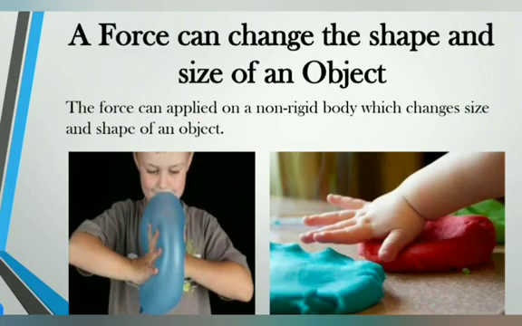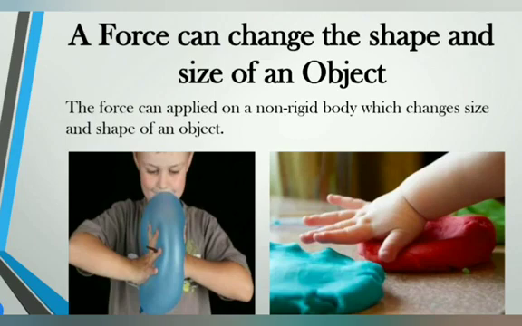Last effect of force. Force can change the size and shape of an object. If you apply force on a non-rigid object, which should not be very hard, it should be a non-rigid or a soft object. On that object, if we apply force, due to the force the size and shape of the non-rigid or soft object changes. You can see in the picture, if you push the balloon from two sides, the size and shape of the balloon changes.